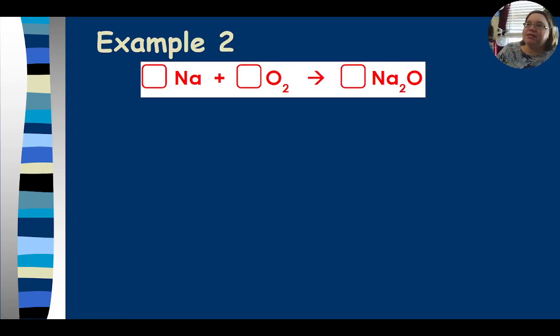So let's look at one that's a little bit harder. Again, step 1's done for me. We have our reaction. Step 2, we do our count. So Na and O. I list them on each side. On the left, 1 sodium, 2 oxygens. On the right, 2 sodiums, 1 oxygen. Okay, well, now I have to pick which element I'm going to select first.